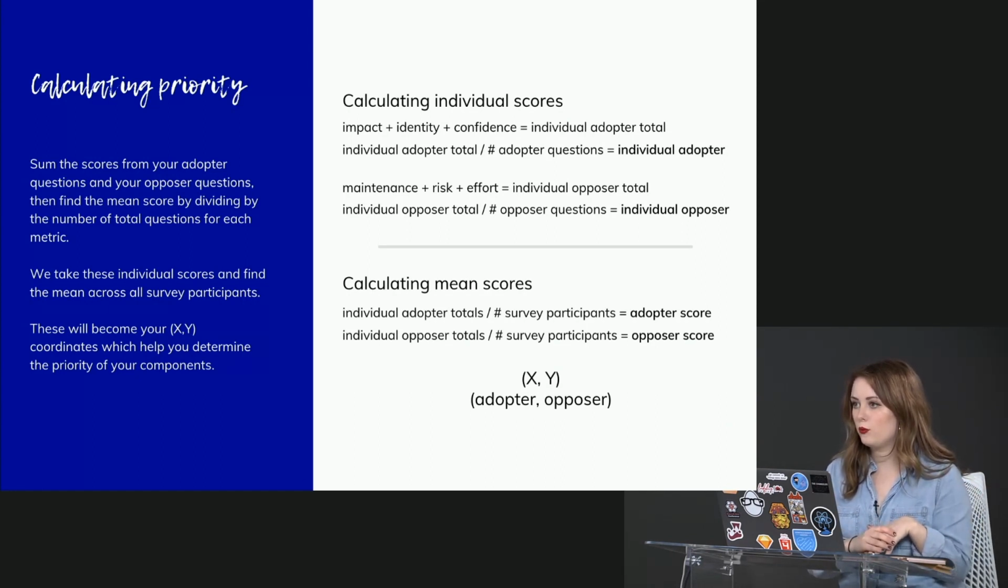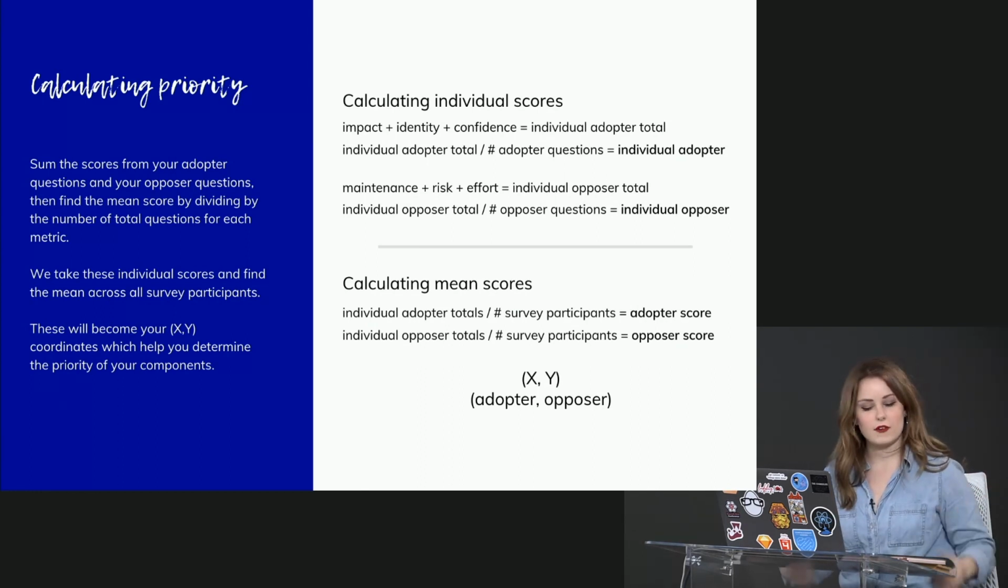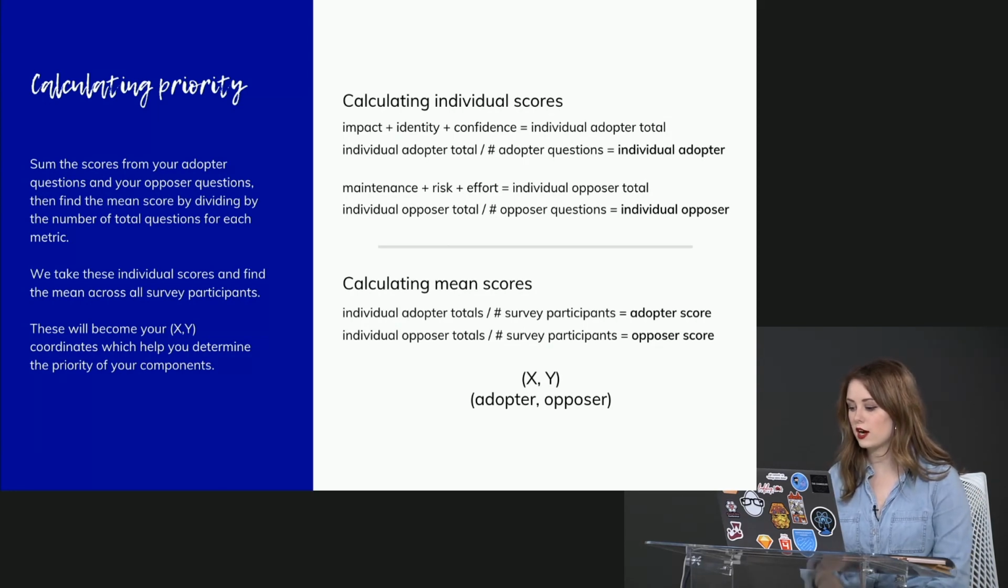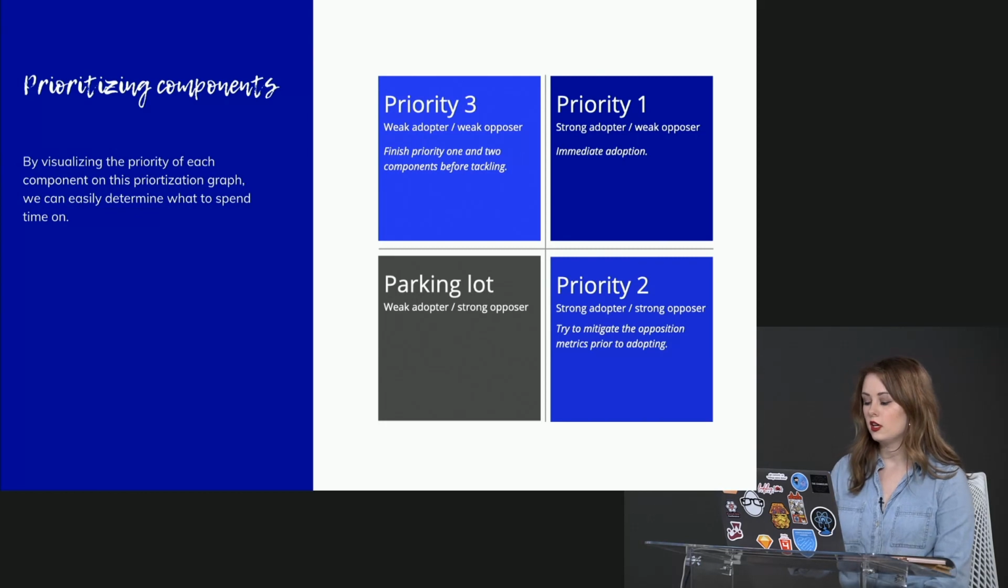So what's the priority? Should it be a high priority? Should it be a low priority? And we're just basically going to average these together across all people who've taken this. And we're going to get an XY value out of this. And we can plot that on a graph. It's going to be a 4-quadrant graph.